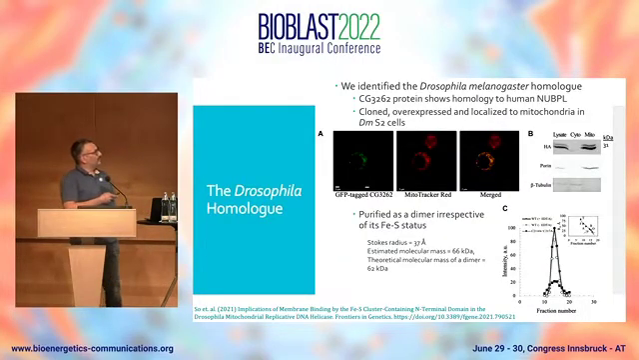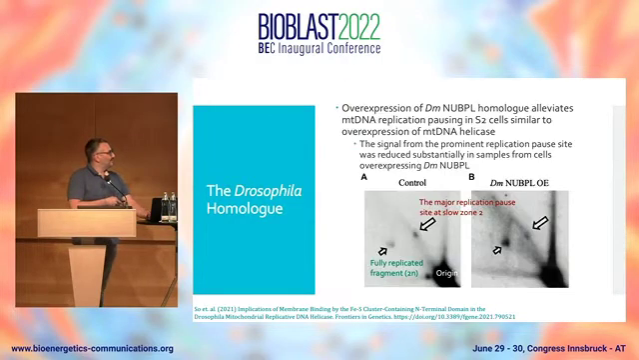identified the Drosophila melanogaster homologue of this protein. It was called CG3262 protein, and it shows stark homology to the human NUBPL. We cloned it, we overexpressed it, and we localized it to mitochondria by immunofluorescence and Western blotting. And we purified this protein as a dimer, irrespective of its iron sulfur cluster status. It has a Stokes radius of 37 angstrom, with an estimated molecular mass of 66, corresponding to the theoretical mass of 62 kilodaltons. So it is purified as a dimer.